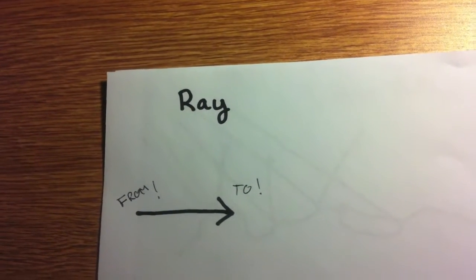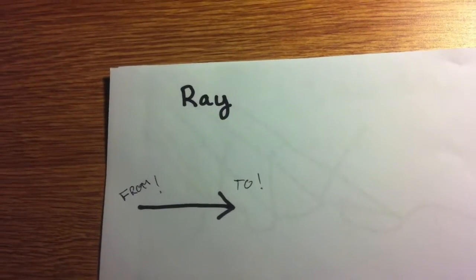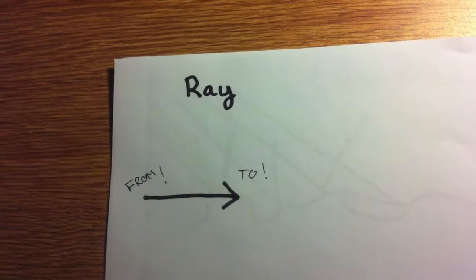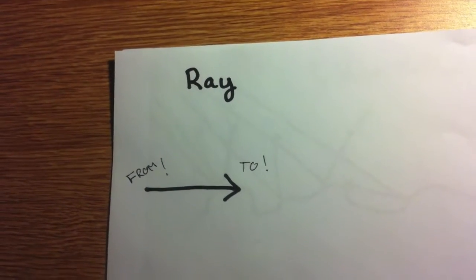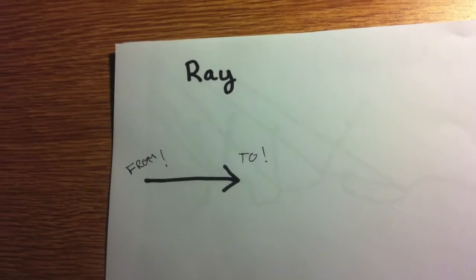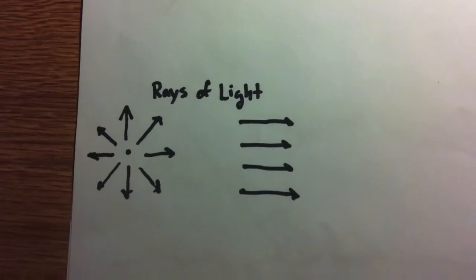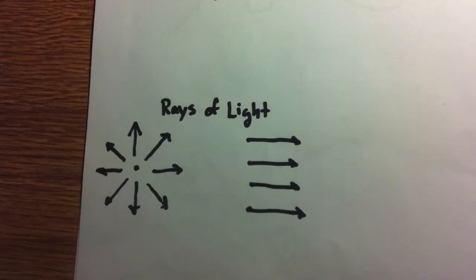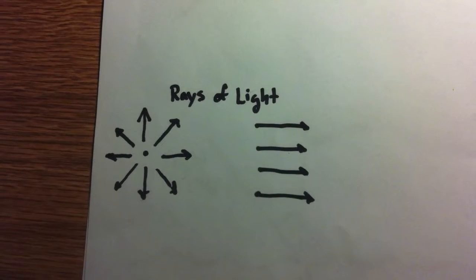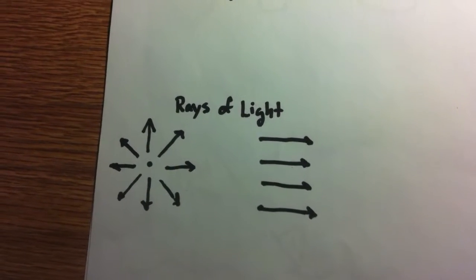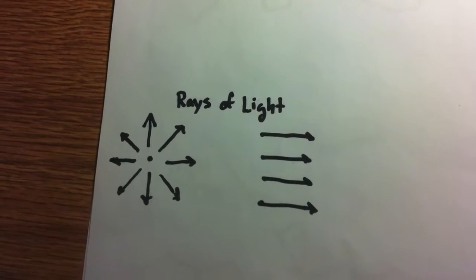A ray is a model of light that we can represent as a line. So in this model, light will always travel from one point to another. Rays can come from a point source or a parallel bundle. A point source will have an infinite number of rays going in all directions coming out of a single point. A bundle is a series of light in a parallel group all pointing in the same direction.